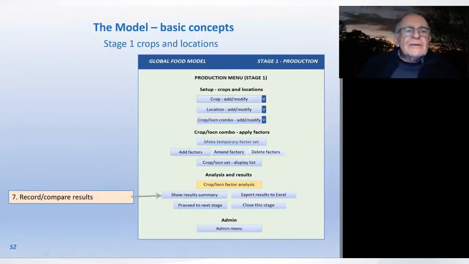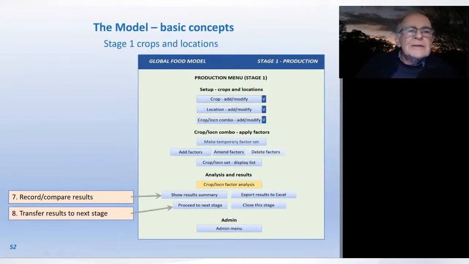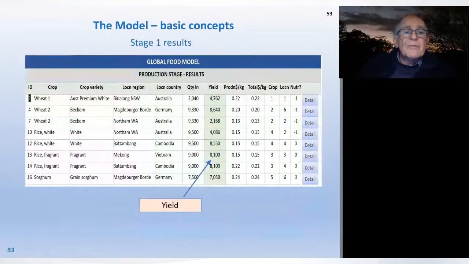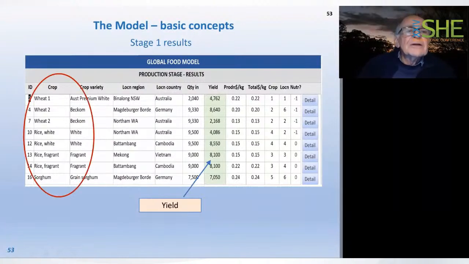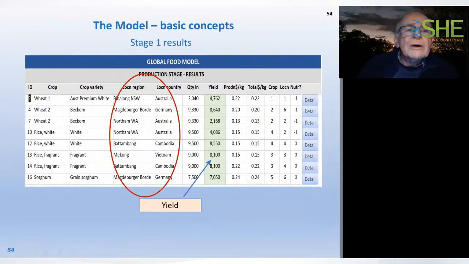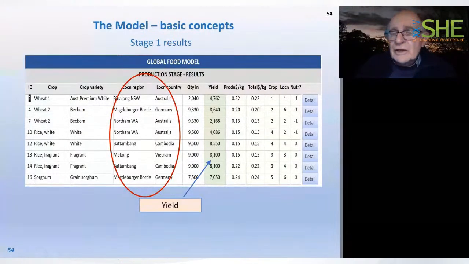So the end result of all of that is number 7 on the list, and that's recording and comparing results, and either treating that as an end in its own right or taking the results of that and moving them on to the next stage of the food supply chain. So here are a typical set of results. On the left side, you see crop. The next area is details of the location we've matched it with.